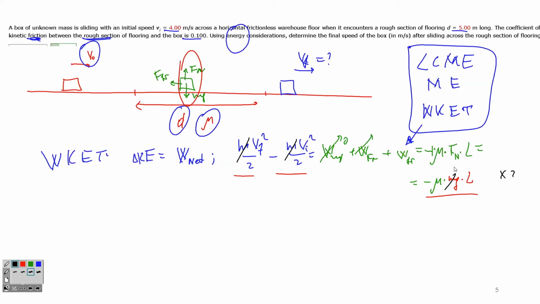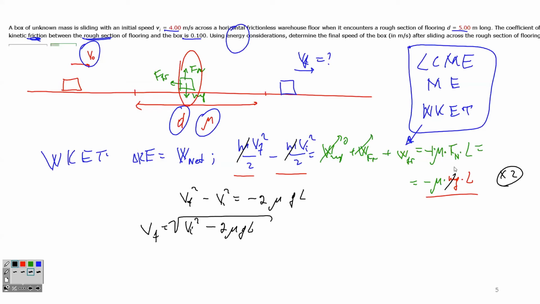I can multiply everything by 2, makes things easier. So V final squared minus V initial squared equals -2 mu GL. So V final will be equal to the square root of V initial squared minus this combination. So final will be less than initial because we have to subtract something, but now I just need to use your values and calculate whatever it is.